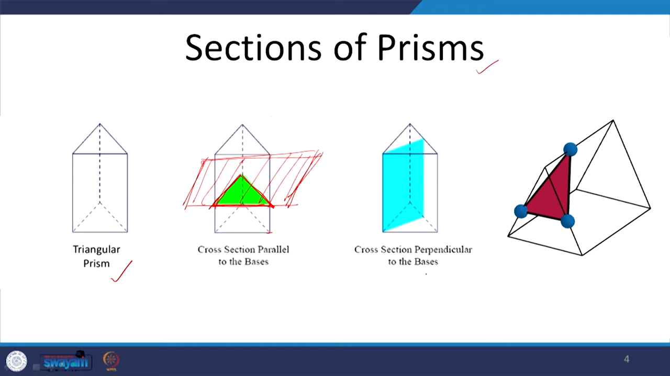If the plane is perpendicular to the base, then we will always get a rectangle wherever it cuts from. So, it could also be like this. In that case also, we would have got a rectangle. It could be anything. If it is perpendicular to the base, we will be getting rectangular sections. That is for prisms. Now, it could be triangular prism, it could be hexagonal prism, pentagonal prism, whatever it is.